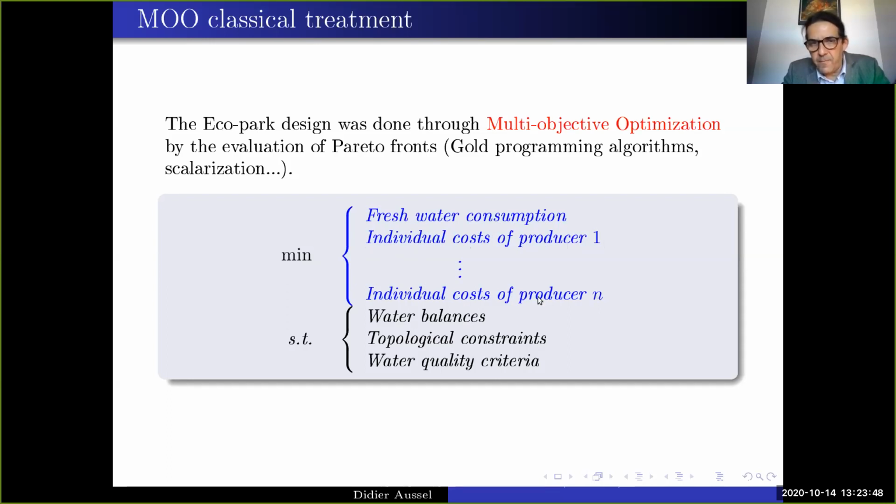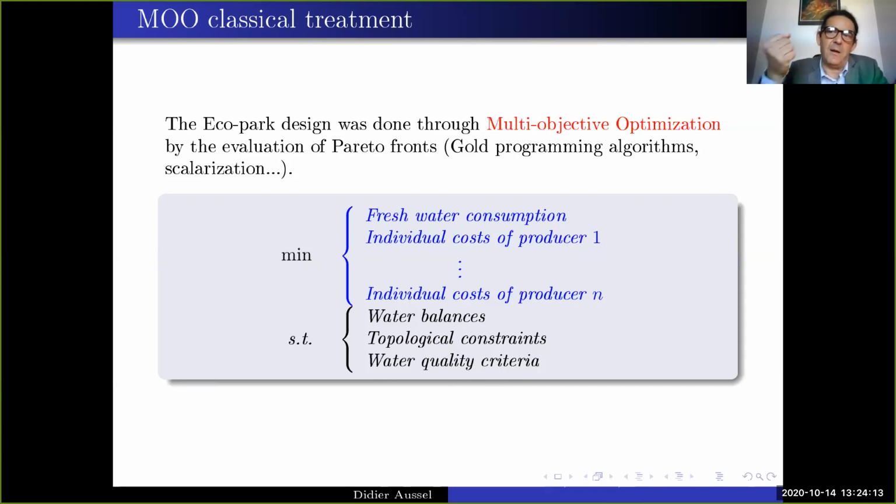And you have some constraints. Constraints are water balance, what is coming in is getting out, and so on. Topological constraints, because you have a network of tubes, so you have to take this into account. And quality criteria, which means that, for example, one company can accept a certain percentage of pollution, but not higher than this, so you have to take this into account, of course.